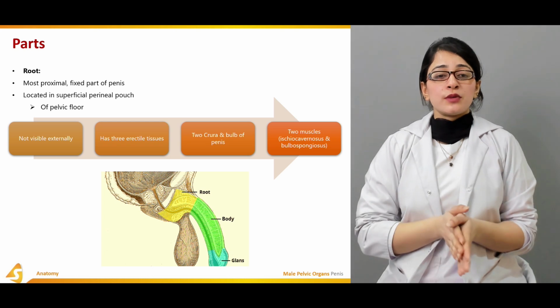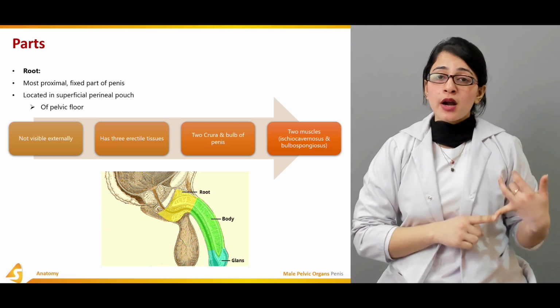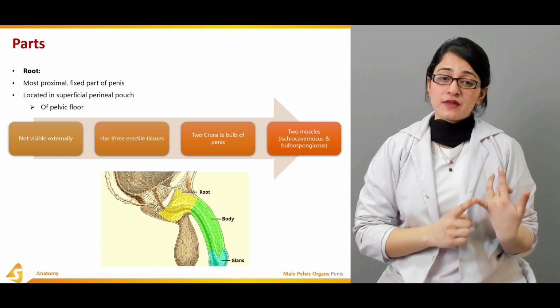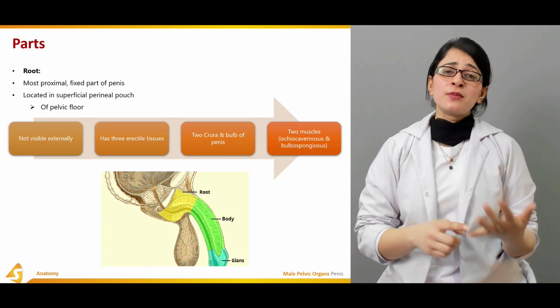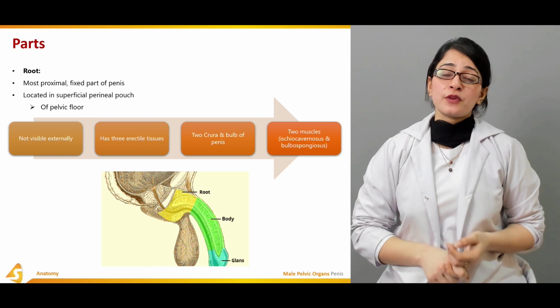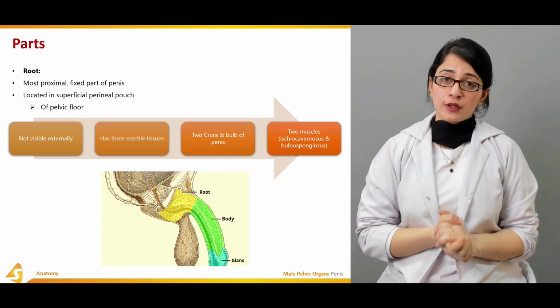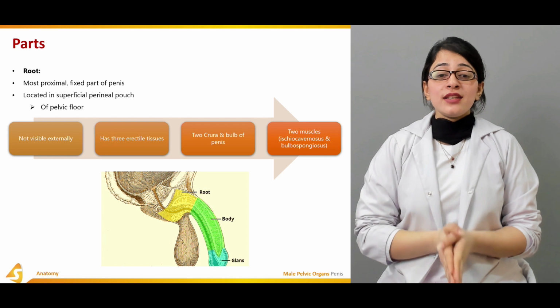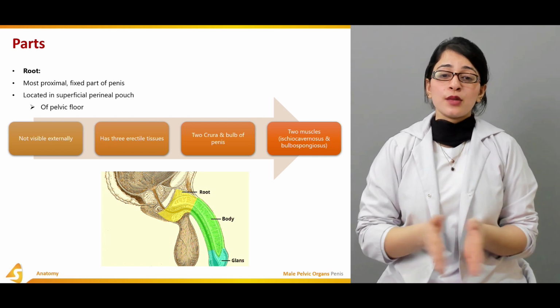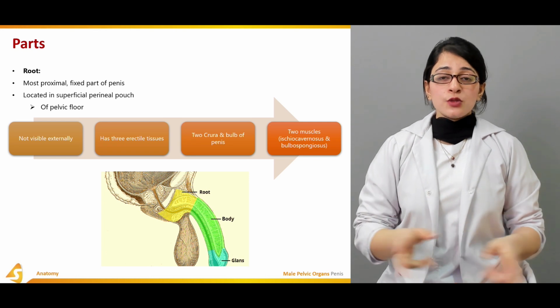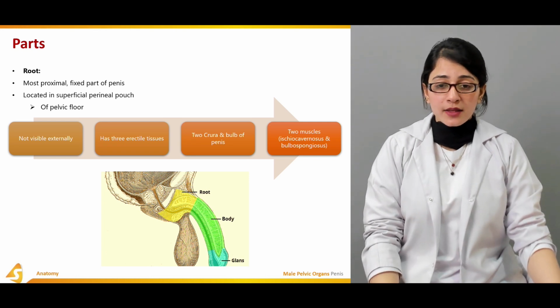Talking about the root, what we've studied here, it is the most proximal part, which is the fixed part. It is not visible externally, and it is located in the superficial perineal pouch of the pelvic floor. It has three erectile tissues present in it: the two crura, and then the bulb of the penis. Two muscles are also located here in this root part.